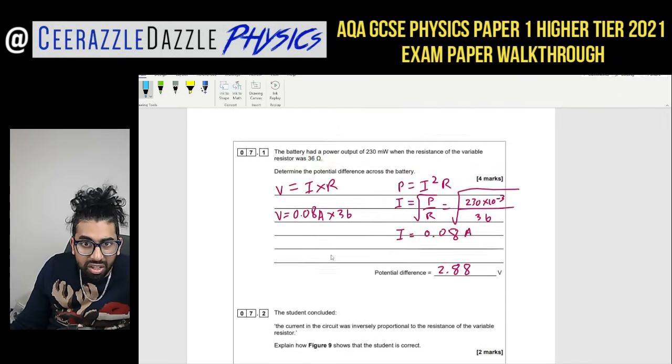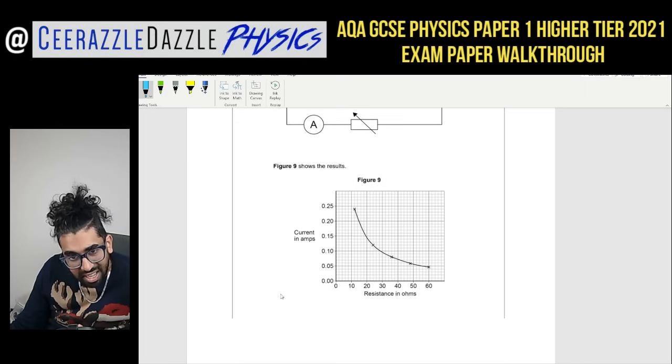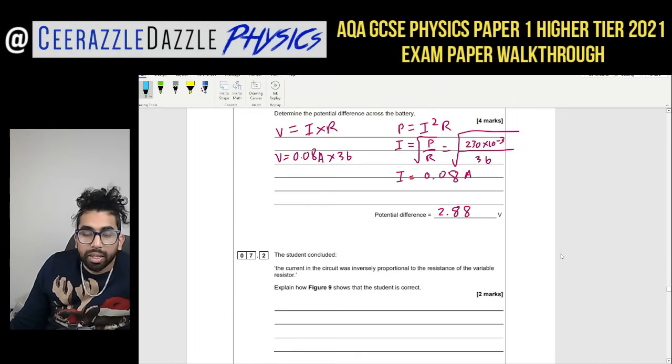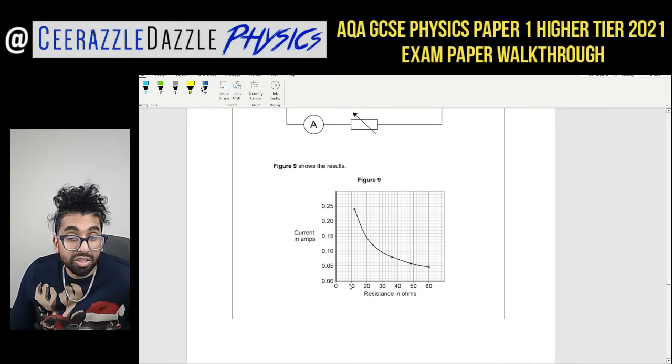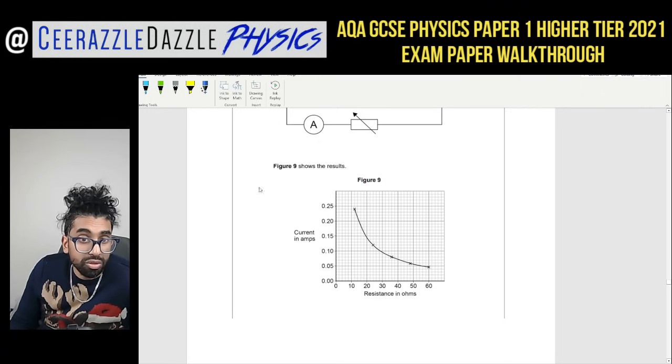Is that true? So look carefully. If it's inversely proportional, that's true because we know that as the resistance goes up, the current drops down. But what this question is really asking you is to find the constant of proportionality between your results. Because they are inversely proportional, there's a constant relating them.